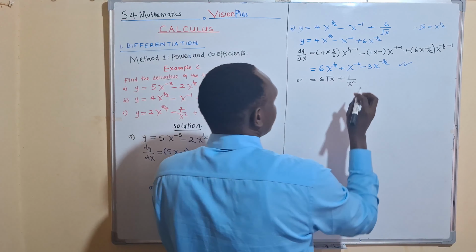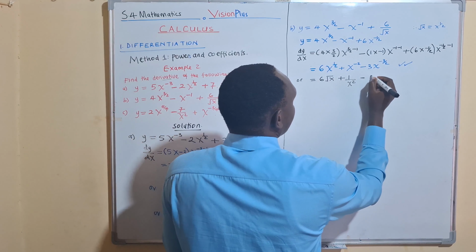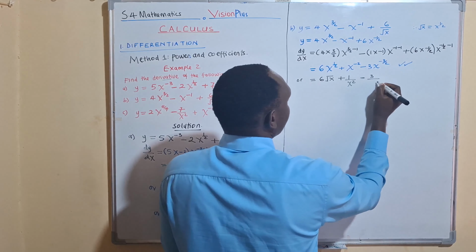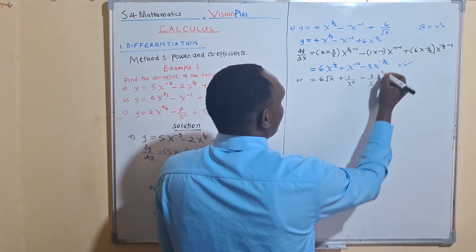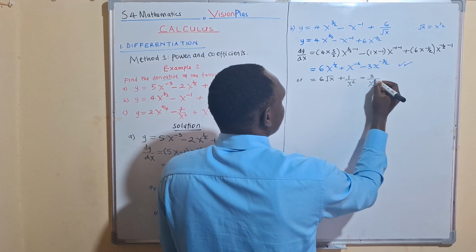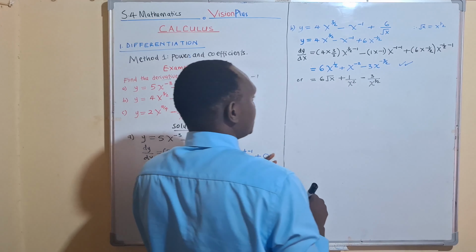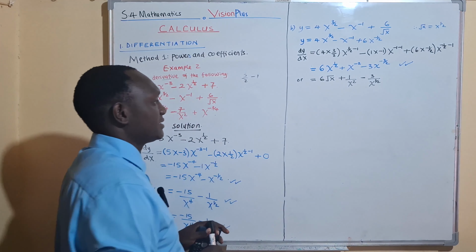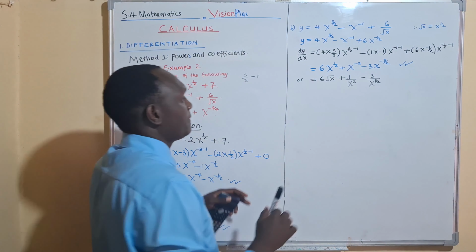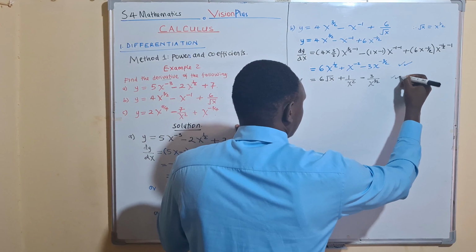Make sure you know the laws of indices. Minus 3 over x. Now we shall make the powers positive. So here we shall have 3 out of 2. That is one of the answers that one could get. This one is also correct.